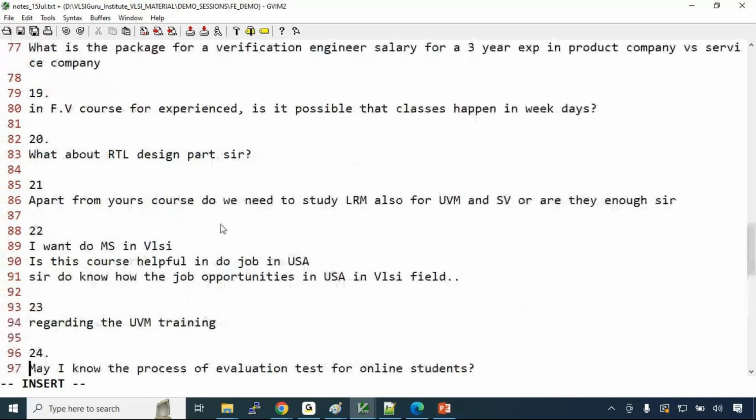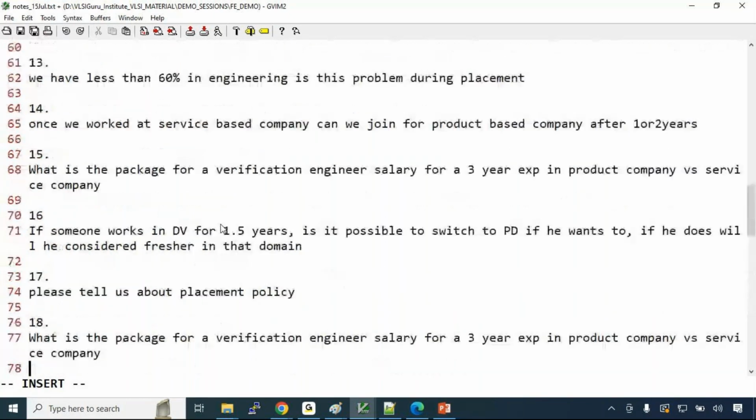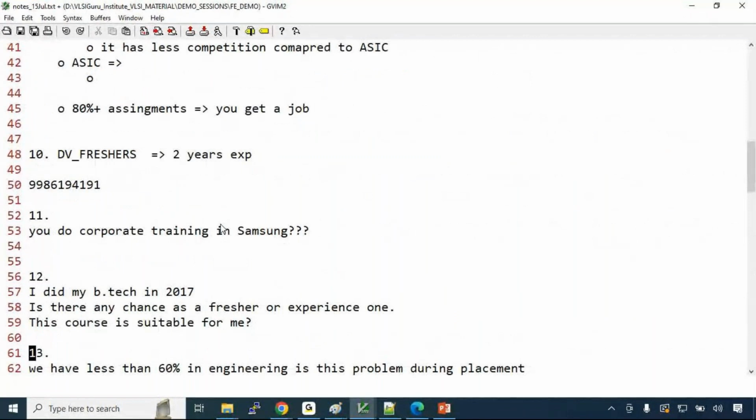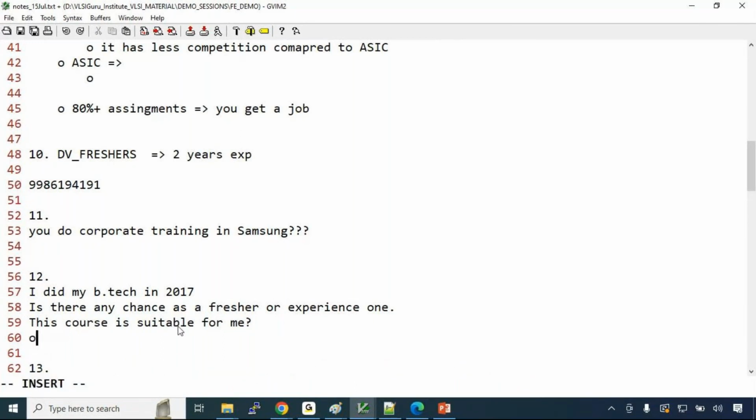Okay. I did my BTech in 2017. Is there any chance as a fresher or experienced one? This course is suitable for me. Okay. Now, since you are a 2017 passed out and you want to get into some kind of job, for you it doesn't matter whether you go for a software job, embedded job, or VLSI job. But VLSI does offer good opportunities.